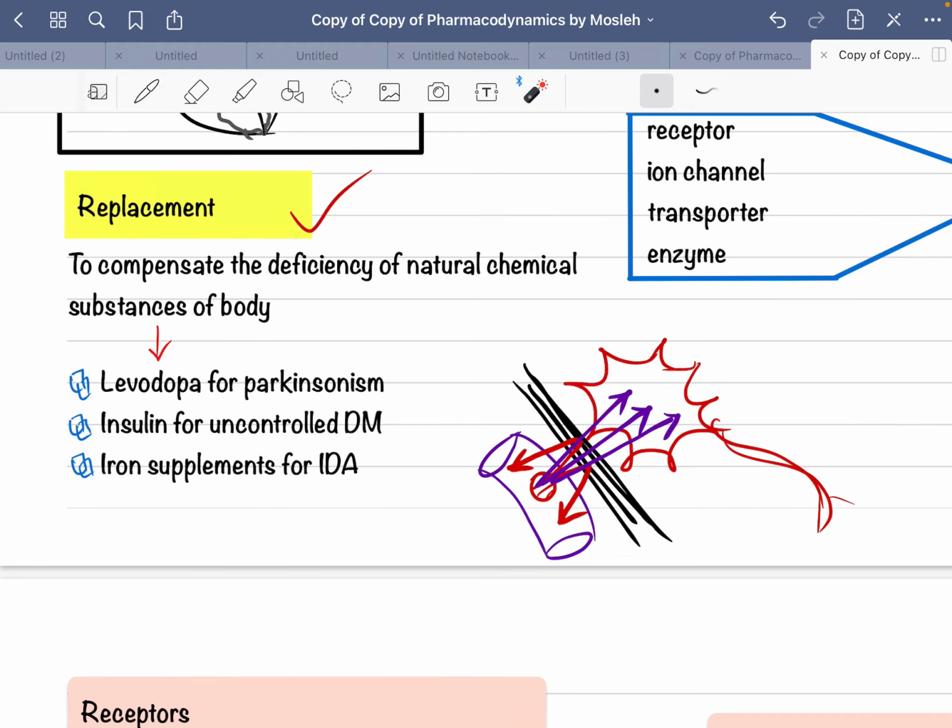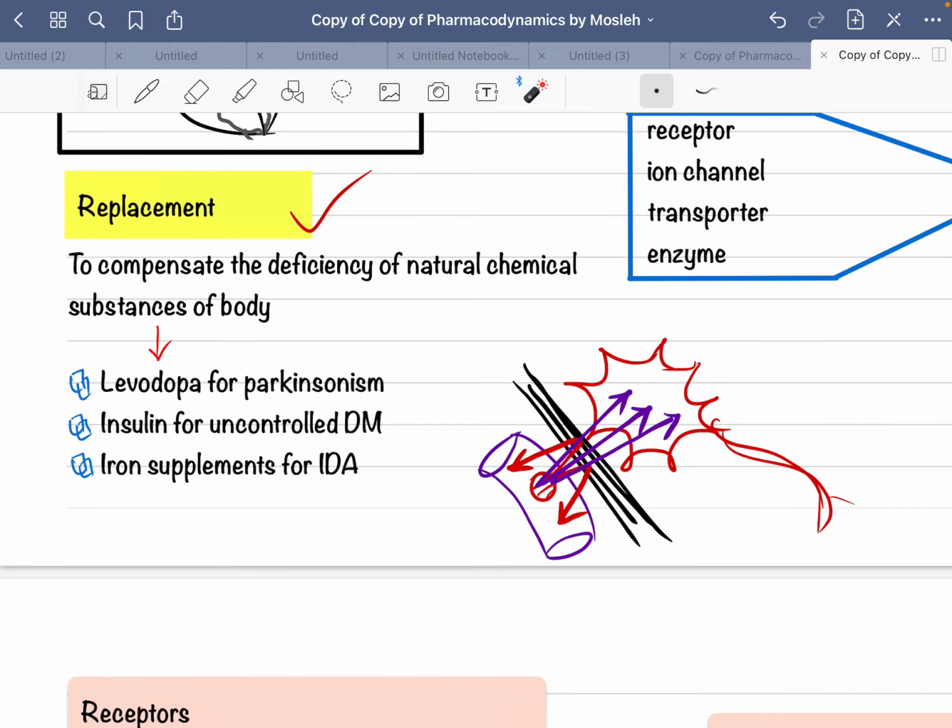Another example is insulin for uncontrolled diabetes mellitus. So if a patient is suffering from decreased secretion of insulin, such as in case of type 1 diabetes mellitus, we will give the external source of insulin. That's why this insulin will enter into the body, and it will act on insulin receptors to compensate for endogenous insulin. That means we will try to compensate the deficiency of endogenous insulin level.